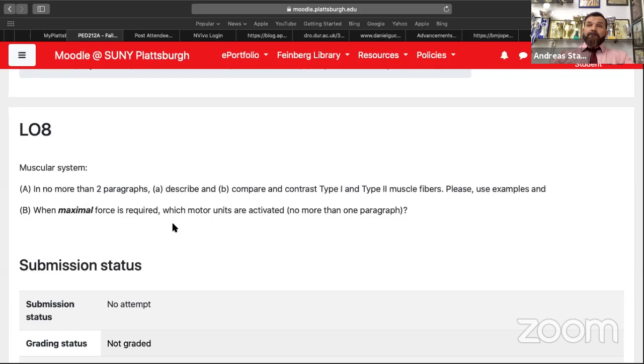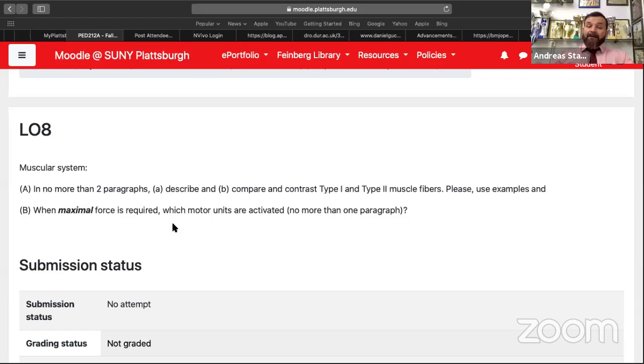Type 1, we usually use them during this, type 2 during that. They're similar to this, they're different when we see them in regards to that, okay? And use examples. For that event, most likely we'll use type this. For that sport, most likely we'll use type that. Just give me something. Activity, movement, anything. And then we have B. So B is different. That's another thing. When maximal force is required, which motor units are activated? No more than 1 paragraph. So overall, no more than 3 paragraphs.